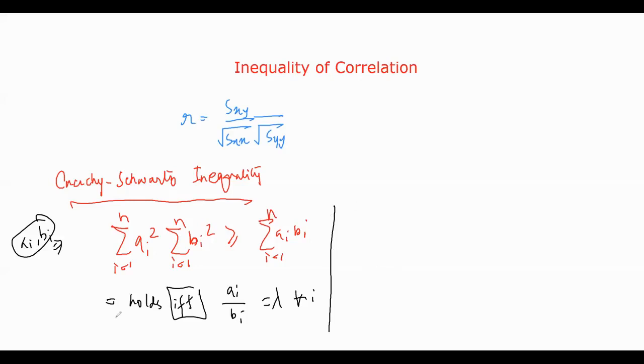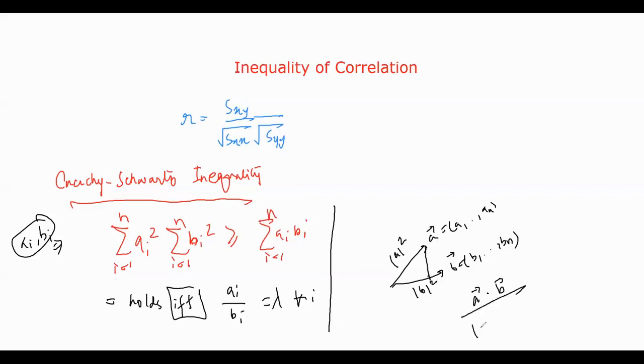So how is the Cauchy inequality interpreted in the following manner? If A is a vector A1 dot AN, and B is a vector B1 dot BN, the dot product of these two is this, and the length is the modulus of A square and the modulus of B square. The dot product A dot B divided by modulus of A by modulus of B is actually cos theta. Actually, I think it's square. Yes, I have done it wrong.